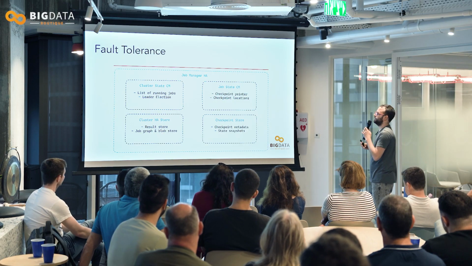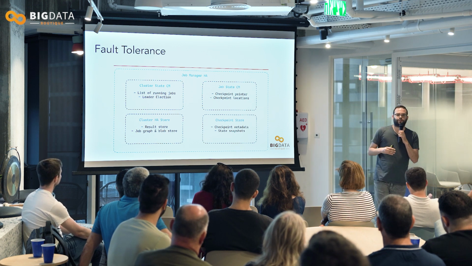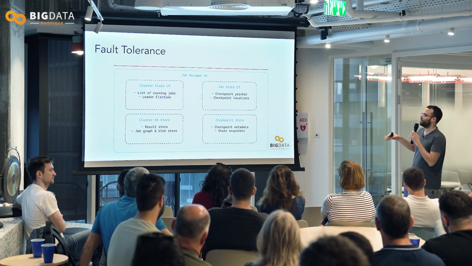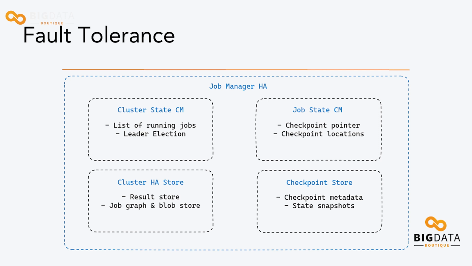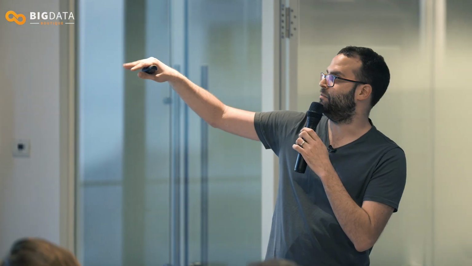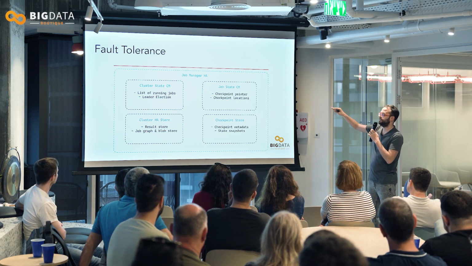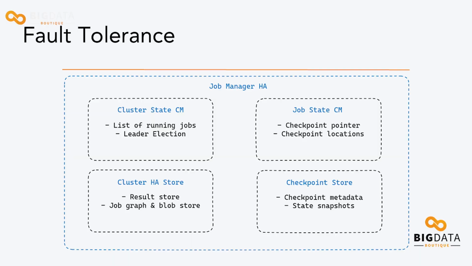Now, fault tolerance in Flink. When we need to restart a job or anything along these lines, there are multiple components when running on Kubernetes. The first thing is that the job manager is going to maintain the cluster state in a config map. So in Kubernetes, the job manager creates a config map and uses it as a key value store. It will save the list of running jobs, and it will do leader election through the Kubernetes API, etc. And that's how the job manager can make all these consensus decisions.